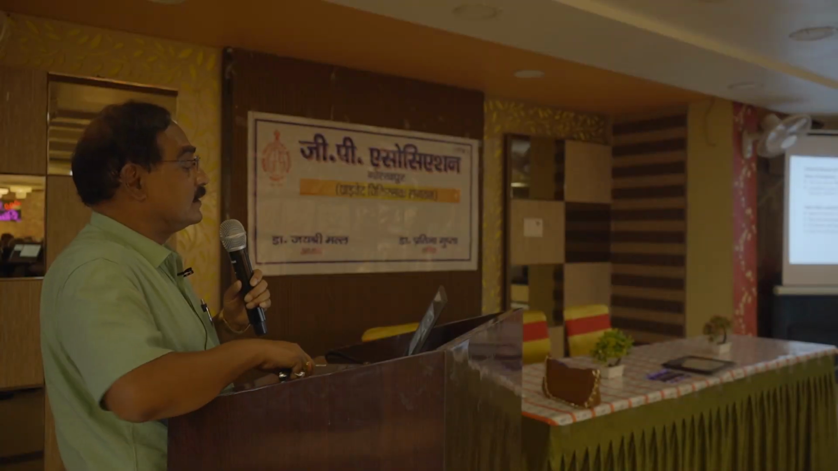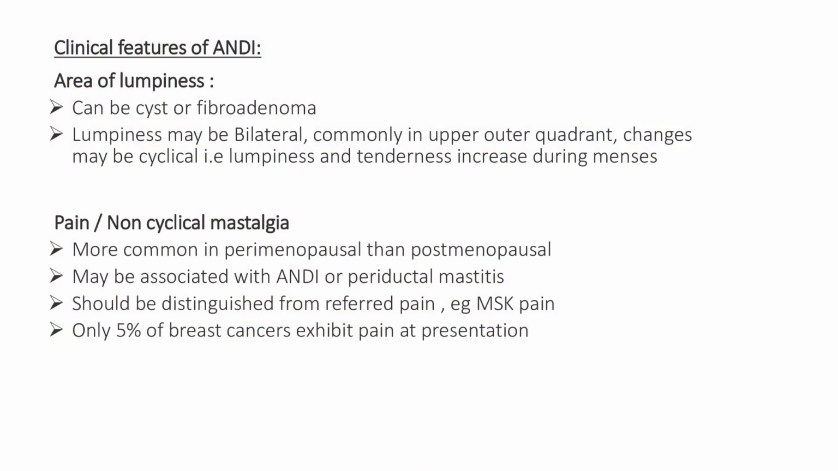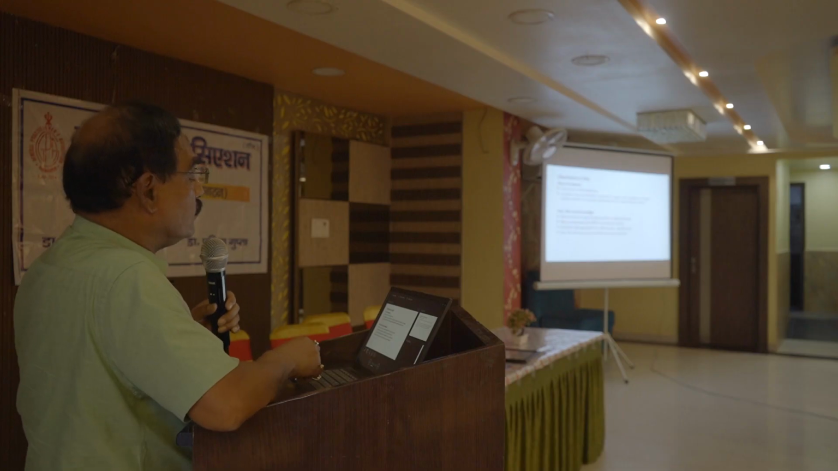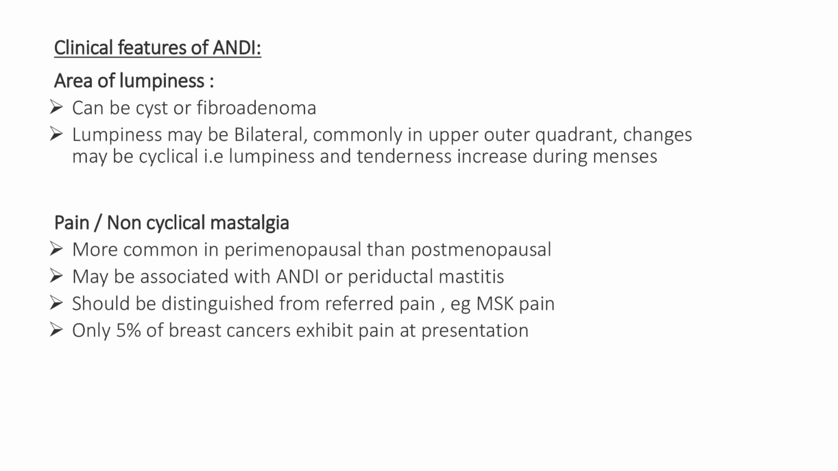Clinical feature of ND: areas of lumpiness, can be cyst or fibroadenoma. Lumpiness may be bilateral, commonly in the outer quadrant, which is the common lesion of the breast you find in breast examination. Changes may be cyclic. Lumpiness and tenderness increase during menstruation. Non-cyclic mastalgia is more common in perimenopausal and postmenopausal women, may be associated with ND or periductal mastitis, and should be distinguished from referred pain like musculoskeletal pain.